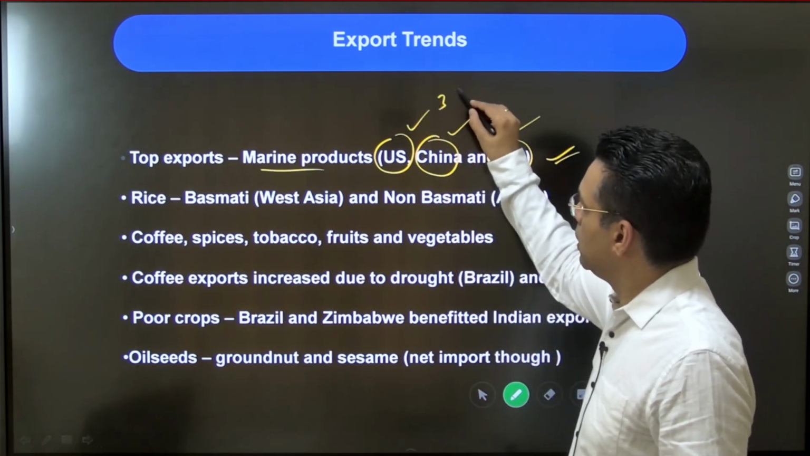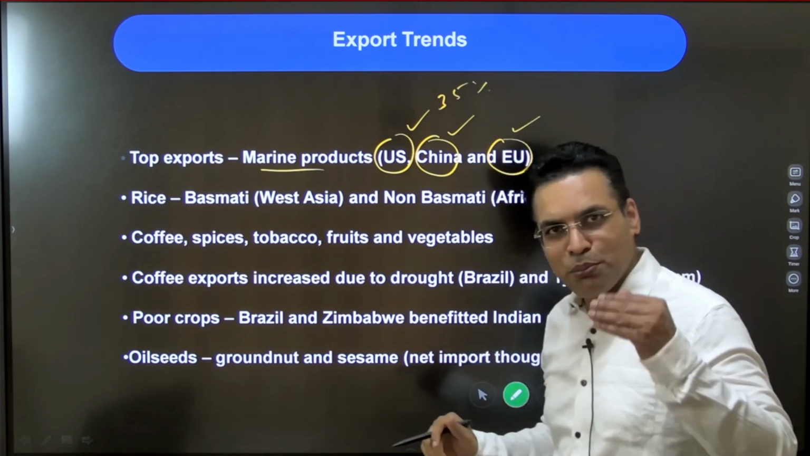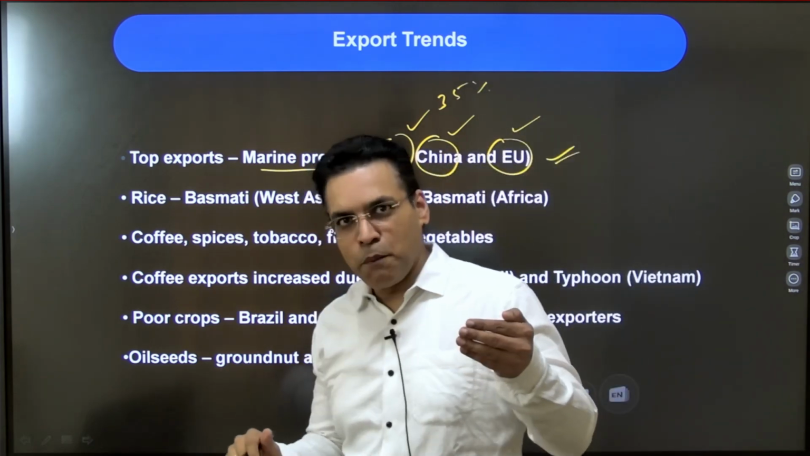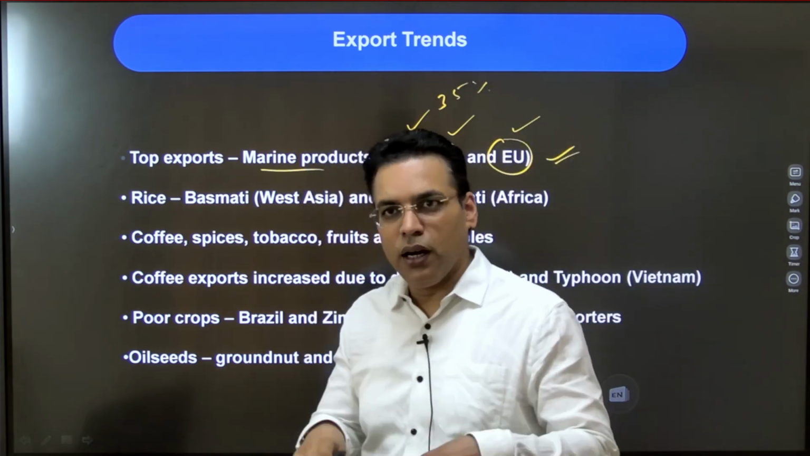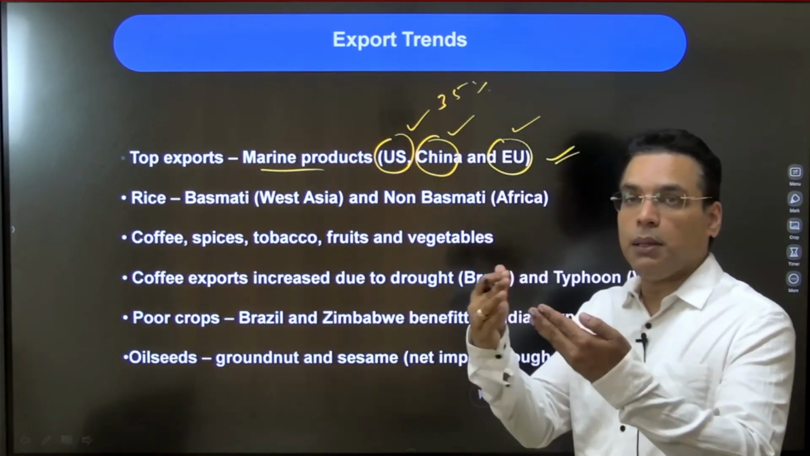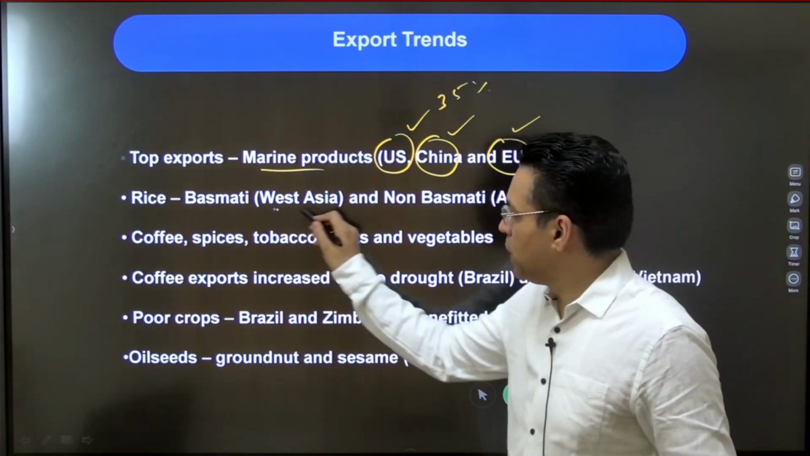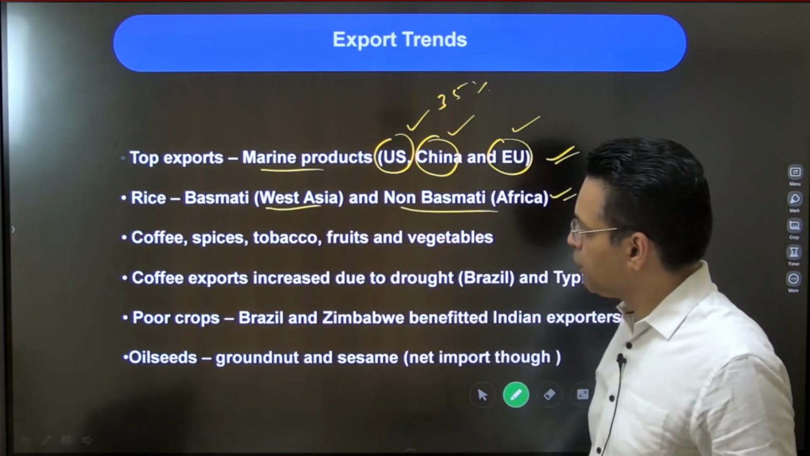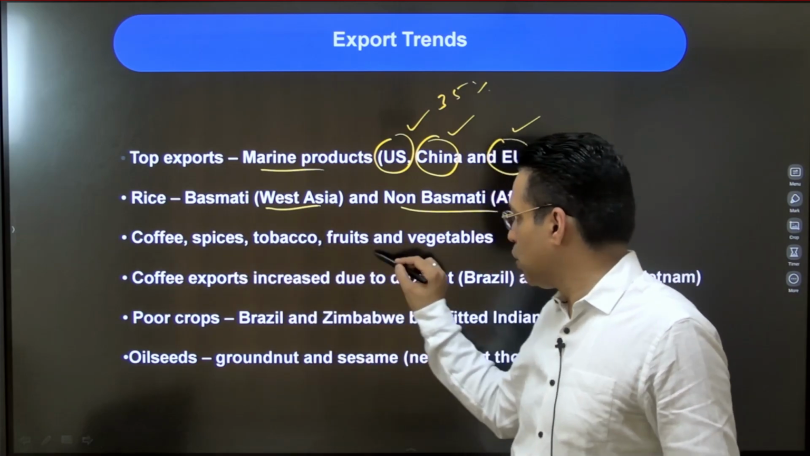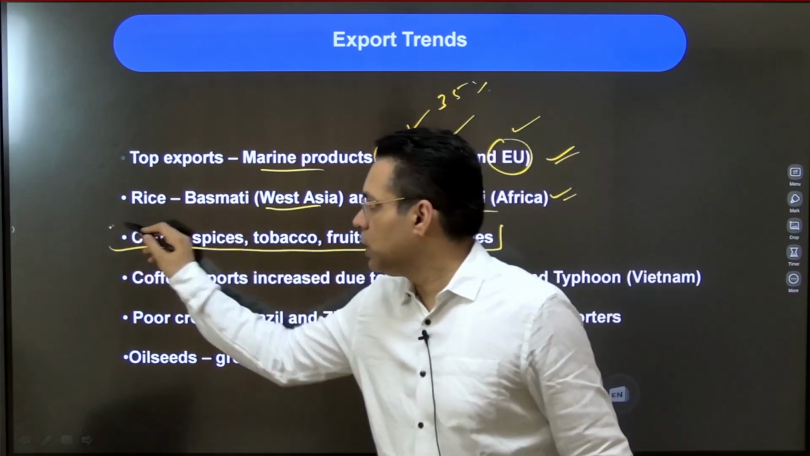35% goes to the USA. Now here Mr. Trump is asking that India reduce the barrier tariff. Now that will reduce the export and import might increase. Rice, basmati, West Asia, and non-basmati goes to Africa. Also coffee, spices, tobacco, fruits, vegetables. Here also India has an export surplus.